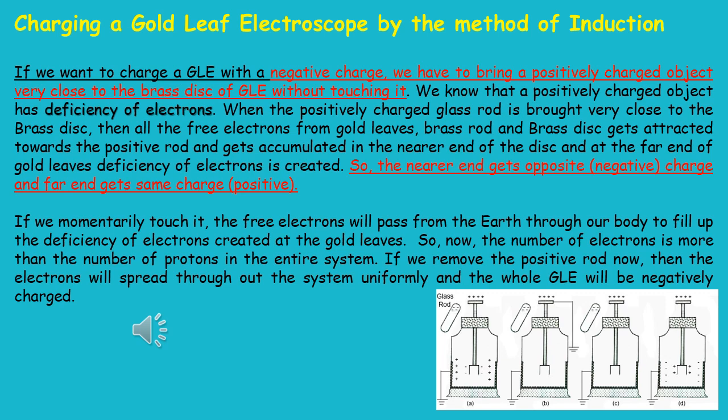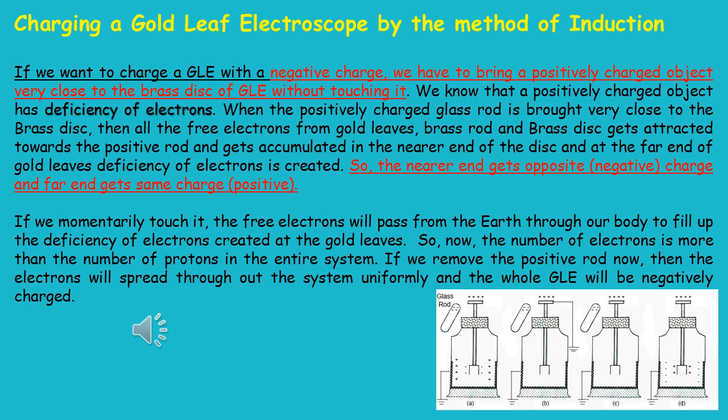We know that a positively charged object has a deficiency of electrons. So when the positively charged glass rod is brought very close to the brass disc, then all the free electrons from the gold leaves, brass rod and brass disc get attracted towards the positive rod. But they cannot be transferred because there is no conducting path. So they get accumulated in the nearer end of the disc. And at the far end, at the gold leaves, a deficiency of electrons is created.